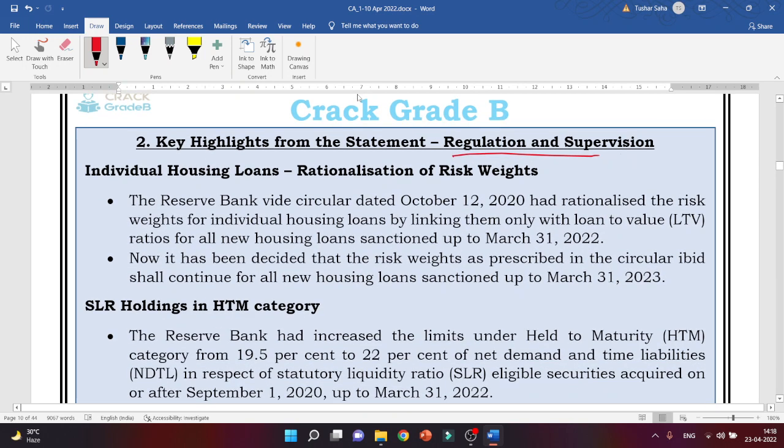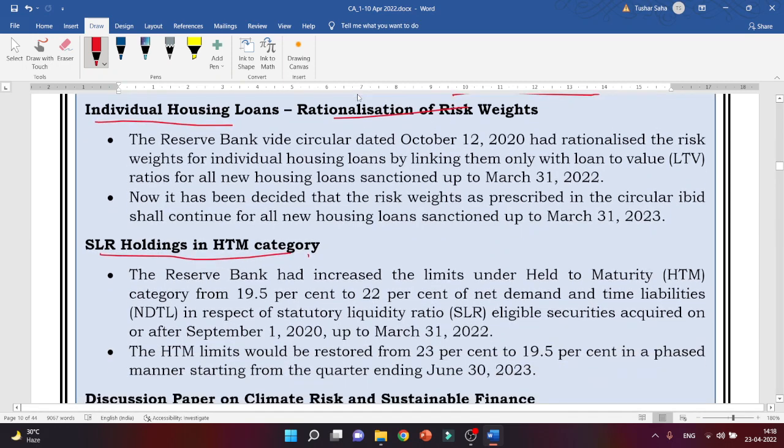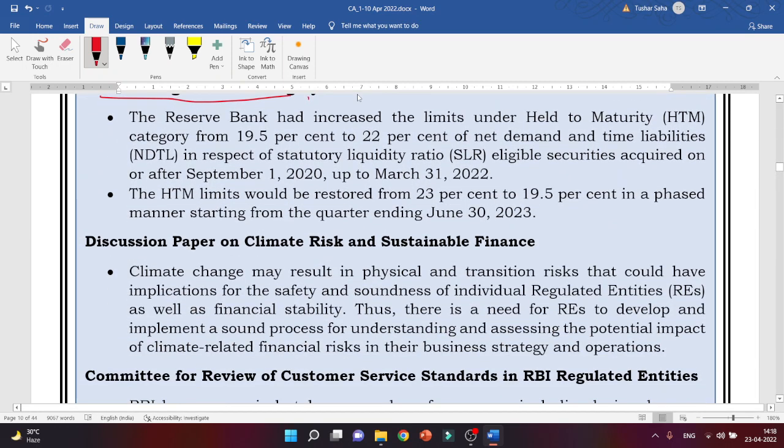In regulation and supervision, there is individual housing loans, rationalizing of risk weights. RBI has made some changes in this head. Then SLR holding in the HTM category, which we have also seen in the first news article during the monetary policy review. Then the discussion paper on climate risk and sustainable finance. You remember this news came out recently, I think in the month of Feb.